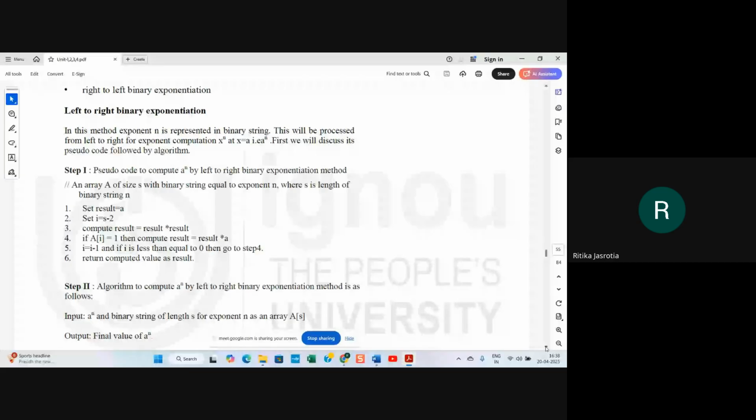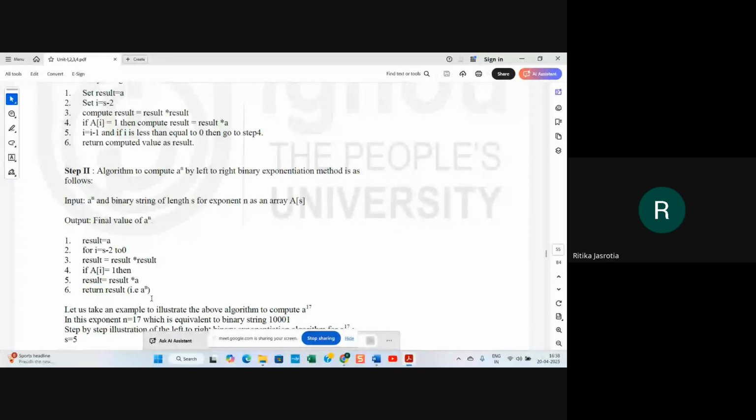Return the computed value as result. So how they are talking about is a to the power n you want to find, result is equal to A, for i equal to S minus 2 down to 0, with the binary string of length S, result is equal to result into result. If A[i] is equal to 1, then result is equal to result into A. How they are calculating this?